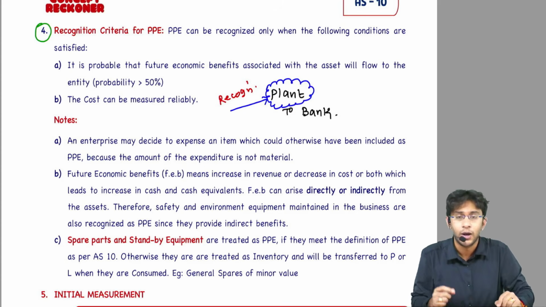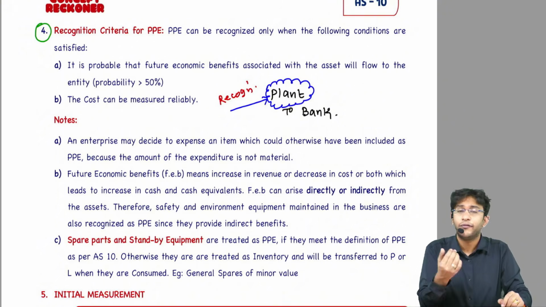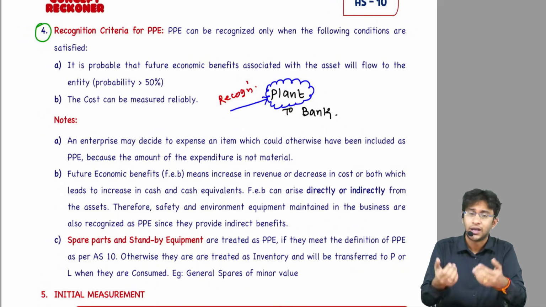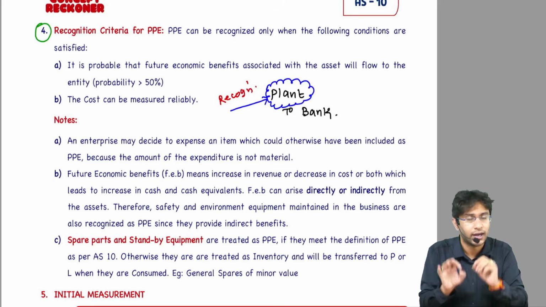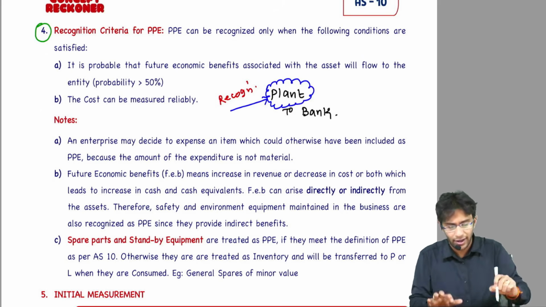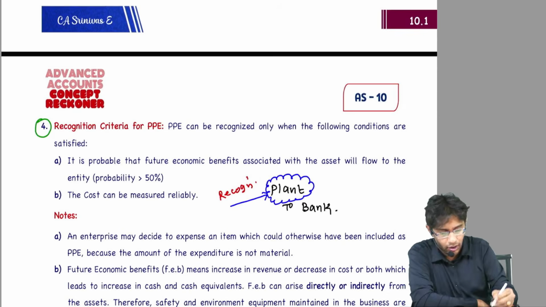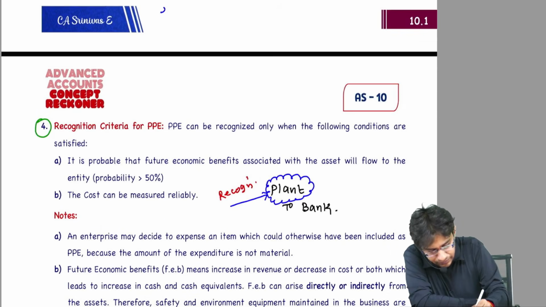So how many conditions are there? We must have a belief that future economic benefits associated with the asset will flow to the entity, number one. Number two, cost must be measured reliably. These are the two conditions. Now, having said that, what is the meaning of future economic benefit?